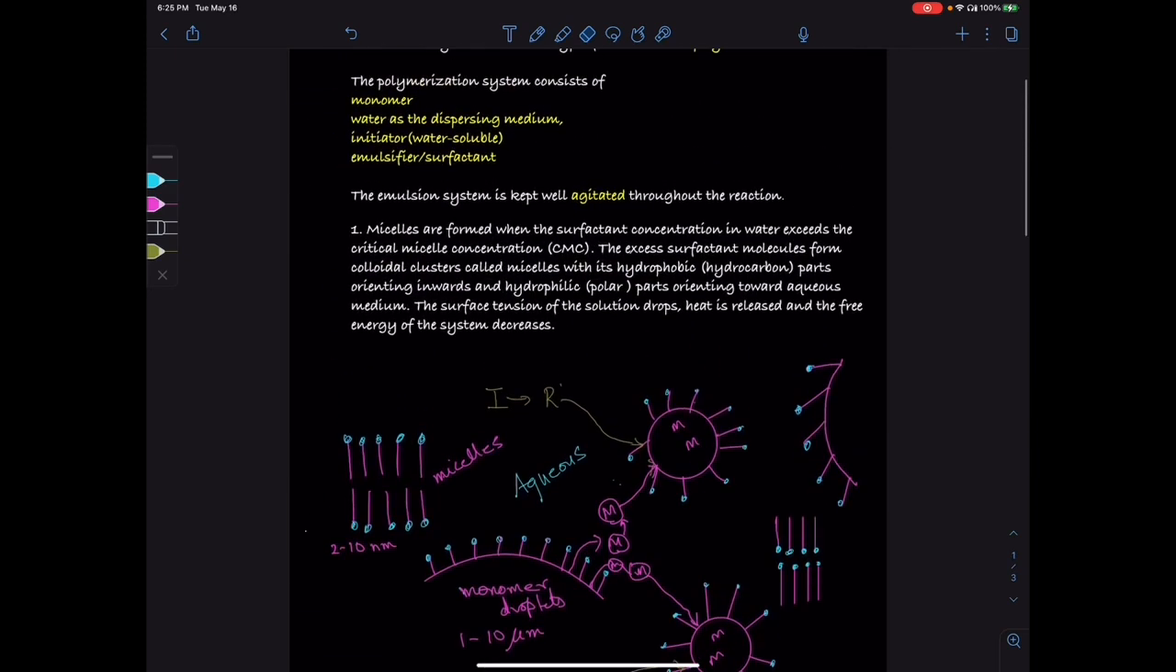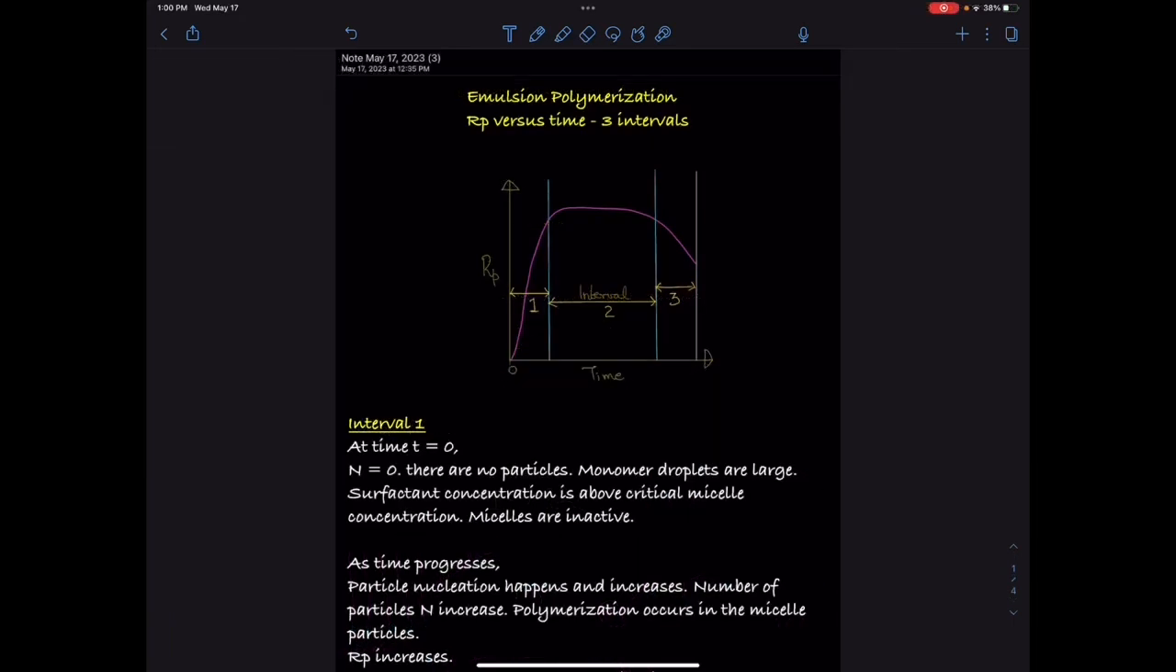In this video, we are going to study the plot of rate of polymerization versus time for an emulsion polymerization. The plot of rate of polymerization versus time shows three intervals. Interval 1. At time t equal to 0, there are no particles. Particle nucleation has not started.